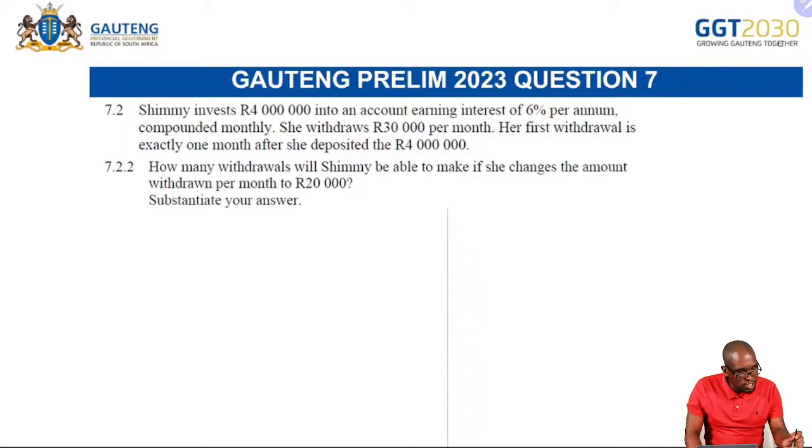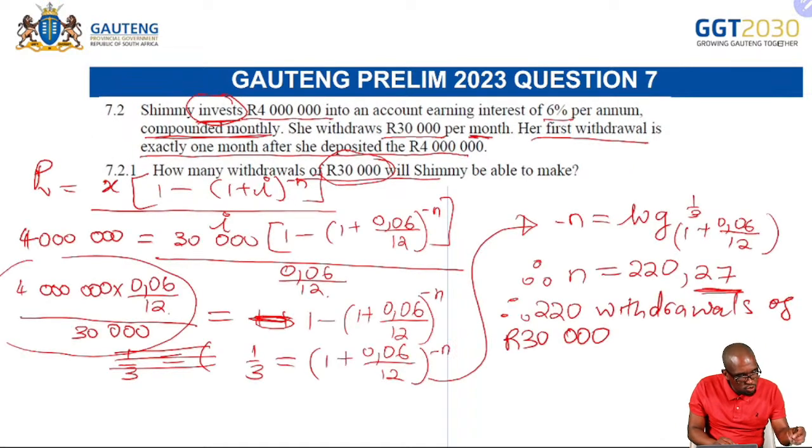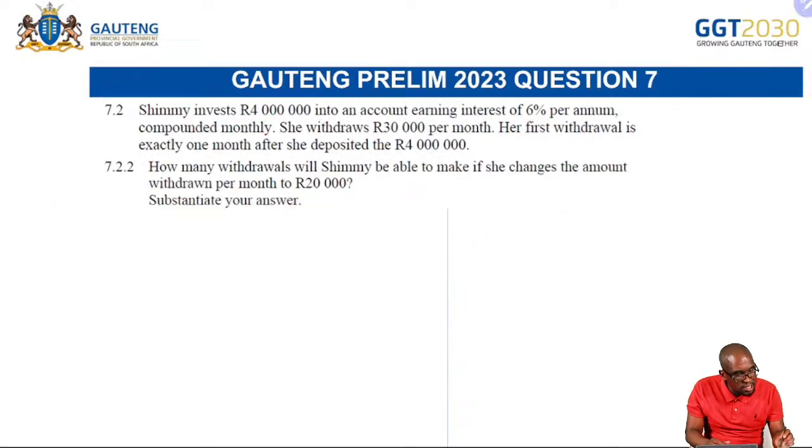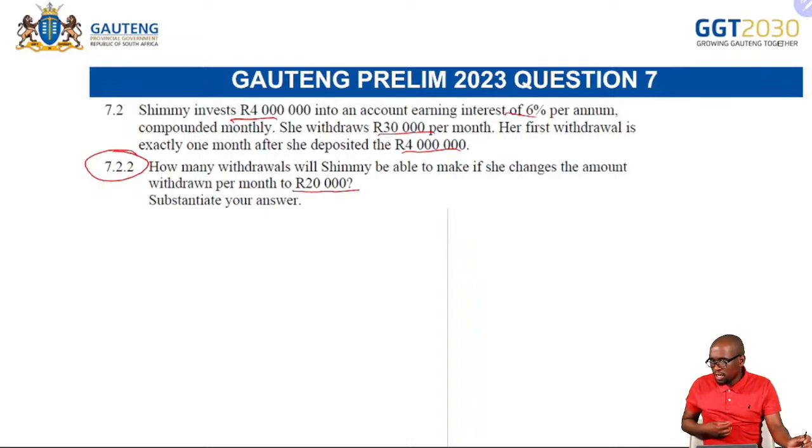Now, it's another question here, 7.2.2. If you check 7.2, I put the question exactly as it is so that we can access the data. But now the question that we are answering is 7.2.2, which says how many withdrawals will Shimi be able to make if she changes the amount withdrawn per month to 20,000. So she is no longer withdrawing 30,000. She is now withdrawing 20,000. We want to know how many withdrawals Shimi will make. So let's make a calculation like that. Remember, it's the present value annuity formula. So the present value of the loan is 4 million.